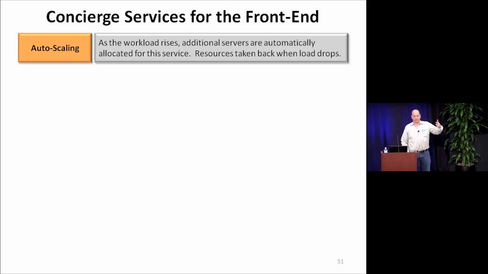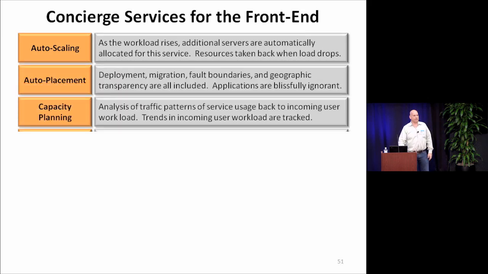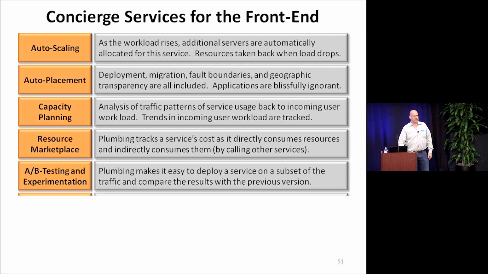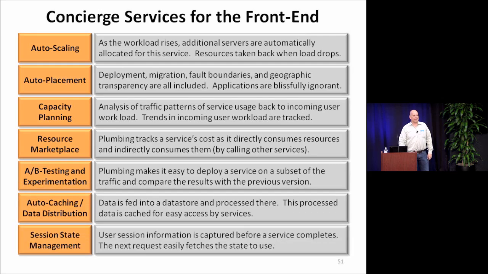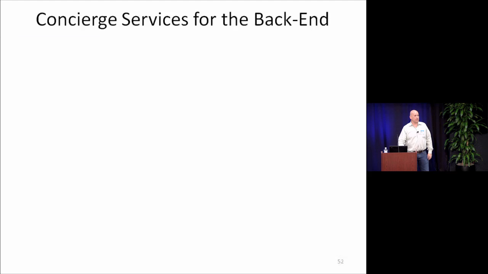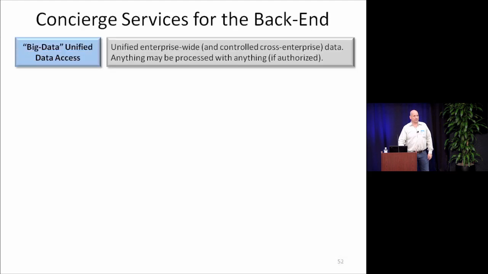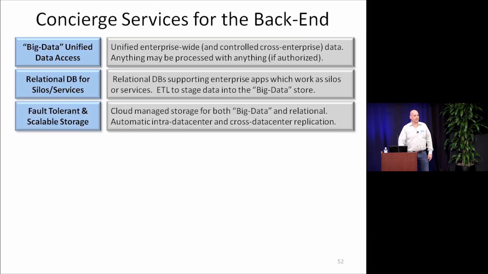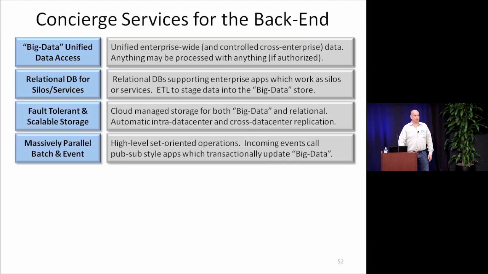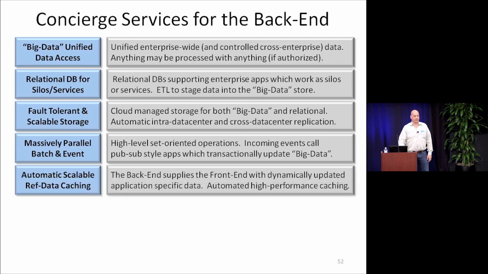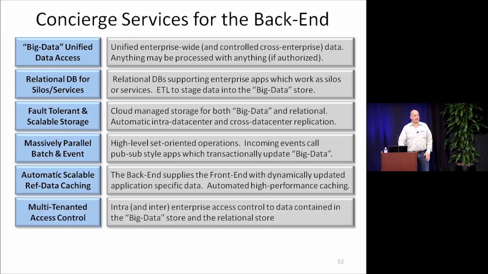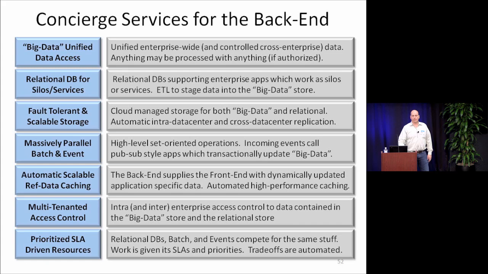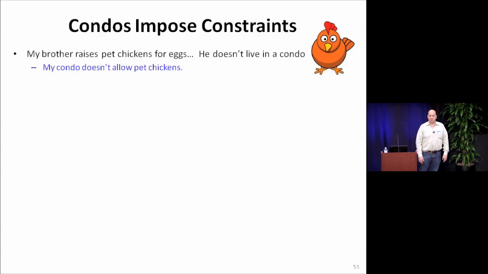Again, front-end concierge services: auto-scaling, auto-placement, capacity planning, resource marketplace, A/B testing and experimentation, automatic cache and data distribution, and session state management. The concierge services for the back end are big data, unified data access, running relational databases on top of the silos, fault-tolerant scalable storage, massively parallel batch and event processing, automatic scalable reference data caching, multi-tenanted access control, and prioritized SLA-driven resources. All that stuff's important.